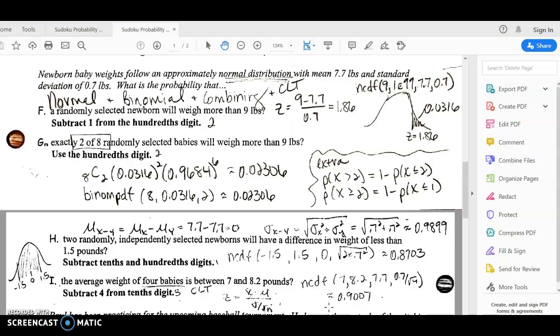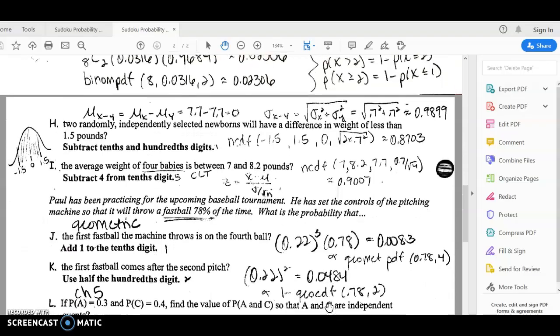If it is greater than or equal to 2 instead, 2 is included in my answer, which means I'm subtracting off only 0 and 1. And so the binomial CDF would use 8, 0.0316, 1. And that's what the P of X is less than or equal to 1 means. So because these are discrete, because I can count the number of newborn babies from 0 to 8, 0, 1, 2, 3, 4, 5, 6, 7, 8, it matters whether or not they're included. So you have to pay close attention to whether or not it is greater than, less than, at least so much, all that language to know which values are included.